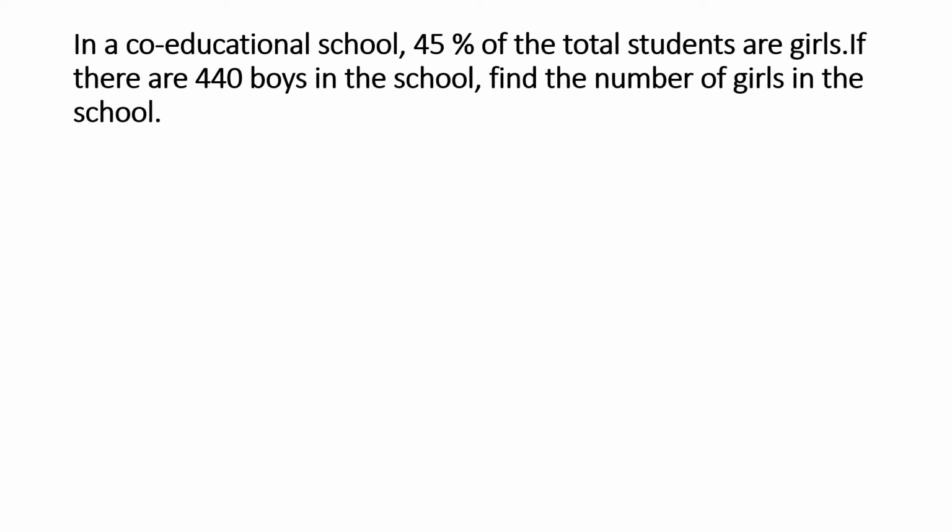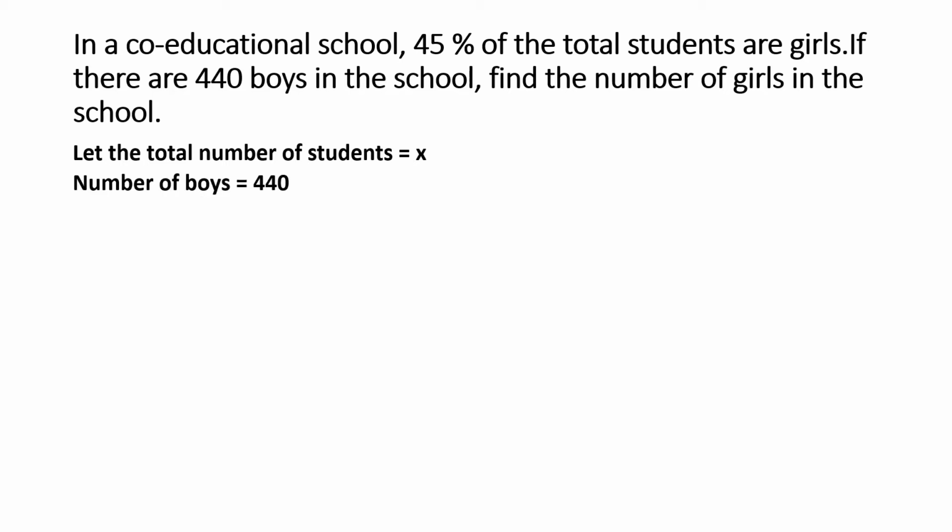So we'll start with the first step. Let the total number of students be x. That is not given to us, which is why we assume the total number of students is x. Now, the number of boys given to us is 440, and the number of girls is given as 45%, in terms of percentage.